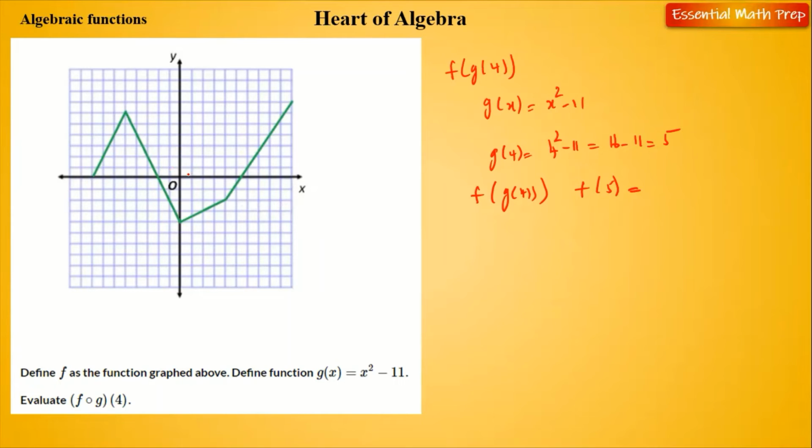1, 2, 3, 4, 5, right? It will be -1, right? Remember, this is the same as f of g of x, right? That means g of x was initially 4.